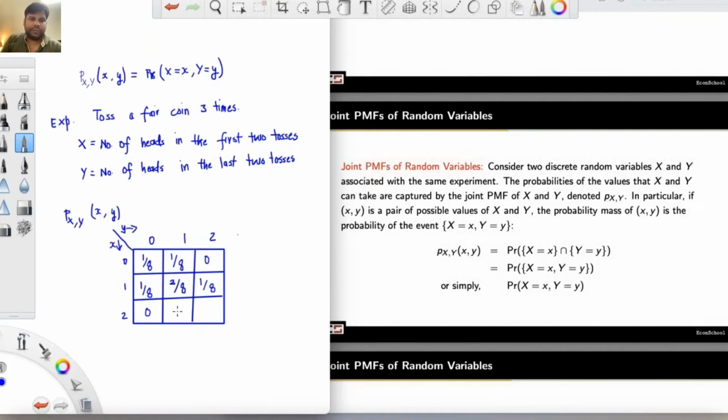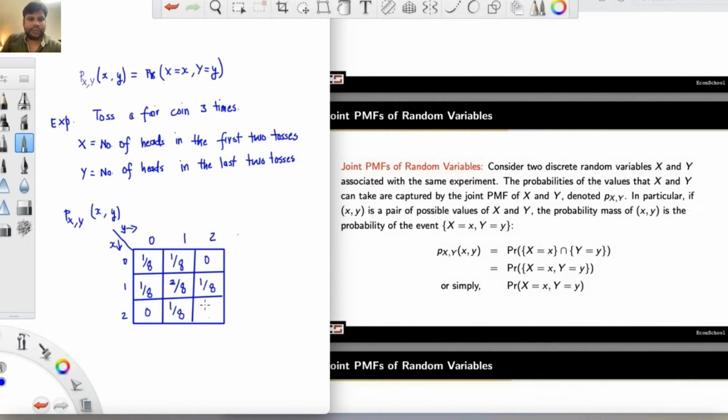What about this one? Two heads in the first two tosses, one head in the last two tosses. The only possibility is heads, heads, tails, right? And that's 1 by 8.